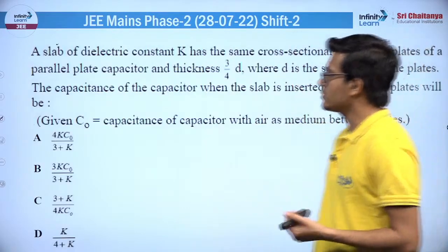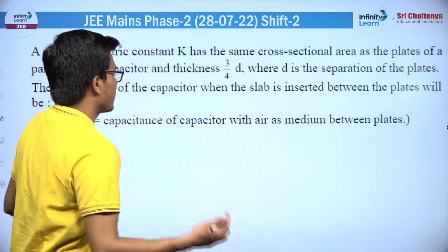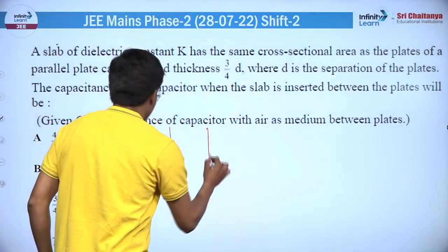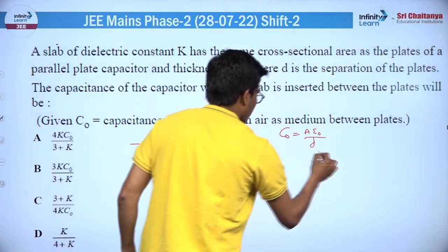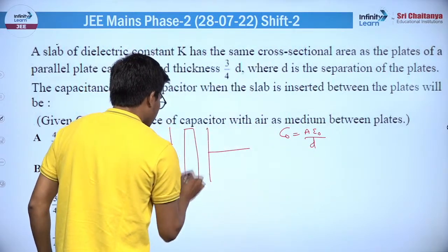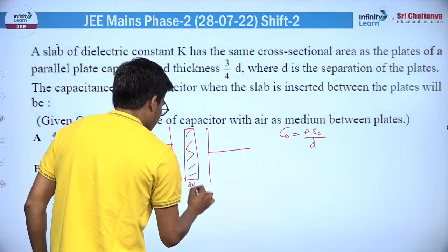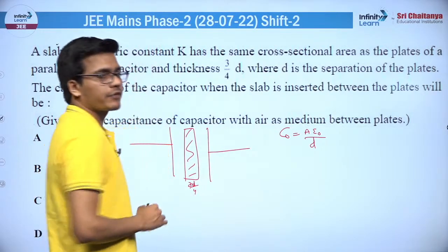Moving to the next question. So this is a very simple question. You have a capacitor like this. Initially in air its capacitance is given by C naught, and you are inserting a dielectric of thickness 3d by 4. So what will be the effect on capacitance?